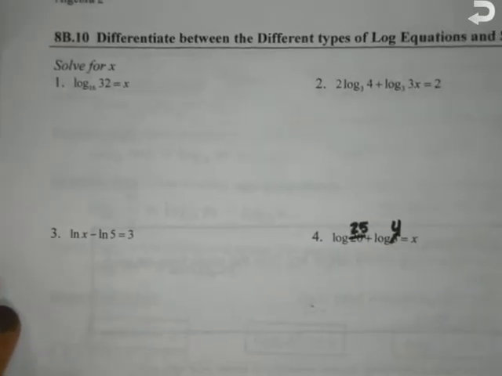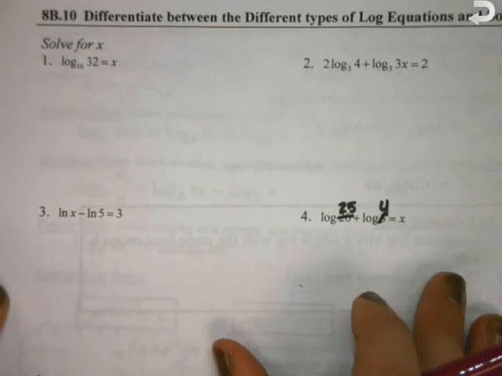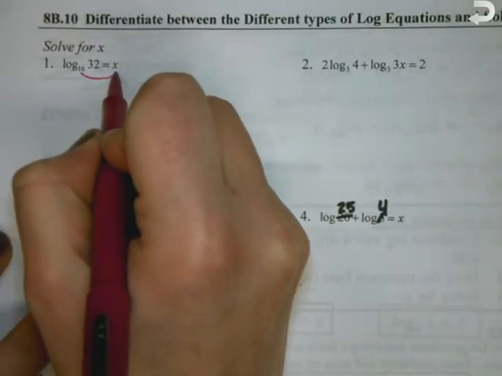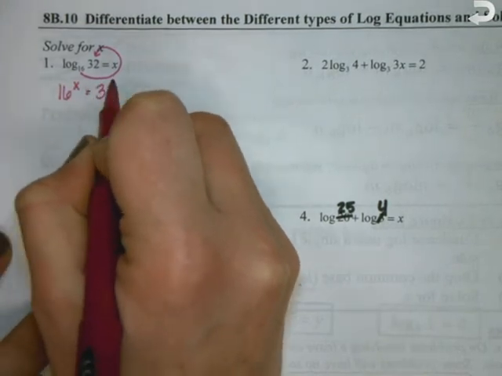So I would like to do all of these together so that we make sure we do them all correctly. But you guys can help me out. Number 1. Log base 16 of 32 equals x. What method do you think we're going to use there? Just come up and around, right? So 16 to the x equals 32.